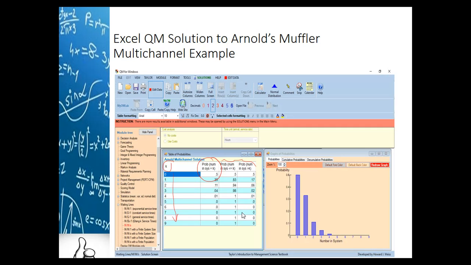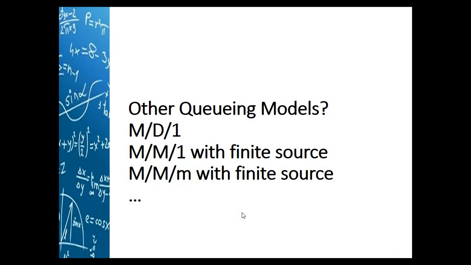Just an additional information for you to consider. Okay, as I said, we are only touch on the very, very basic system, basic but very beneficial, because there are lots of system you can calculate by using this particular basis. Okay, but if let's say you want to know more, there are lots of other queuing model. Okay, we have MD1, MM1 with finite source, MMM with finite source, and so on.